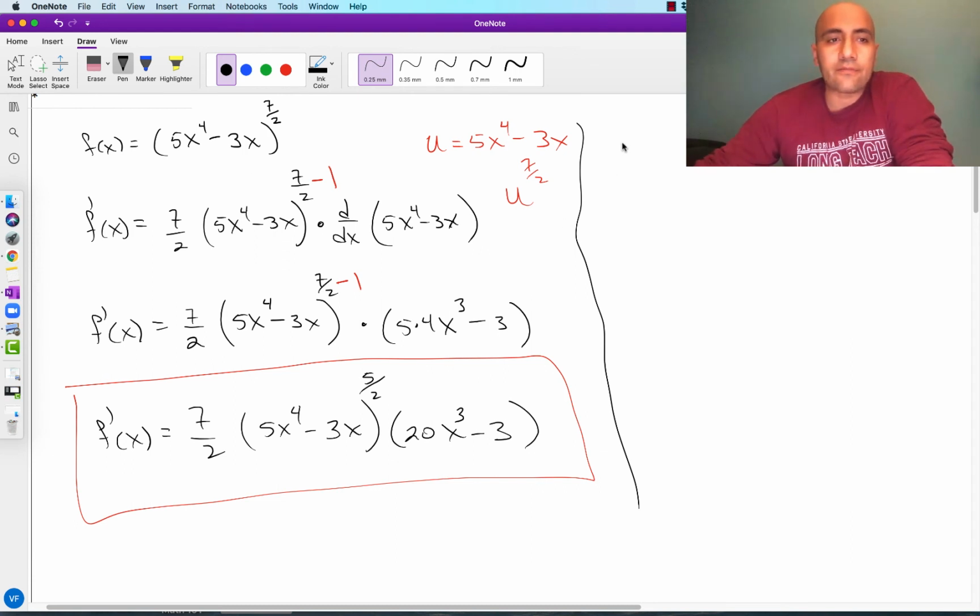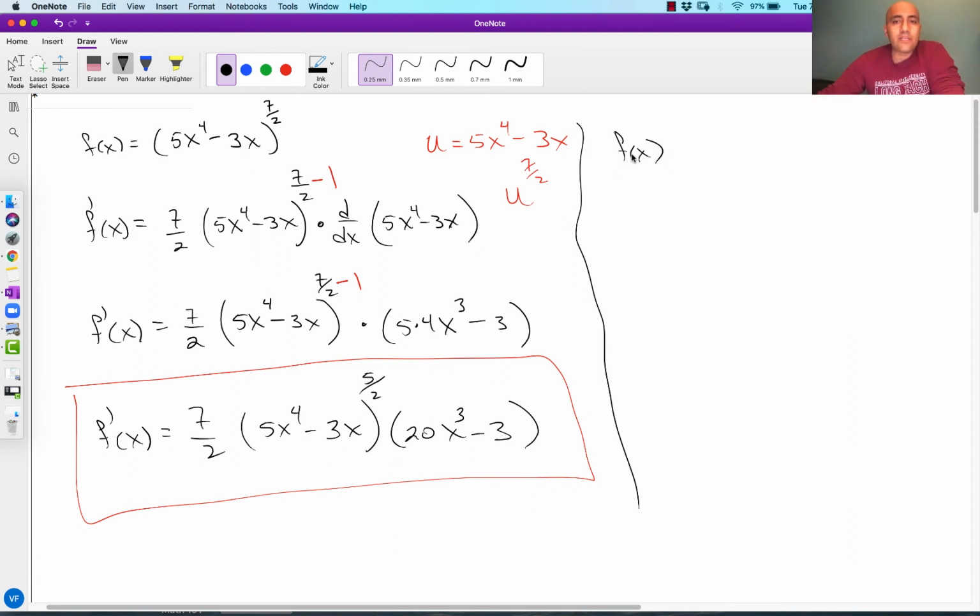See if we can see the pattern. So for example, now a completely different question. Let's say I had something similar, but let's say I had e to the power of 5x to the 4th power minus 3x. Let's add in an extra plus 5x to the 4th power minus 3x squared.